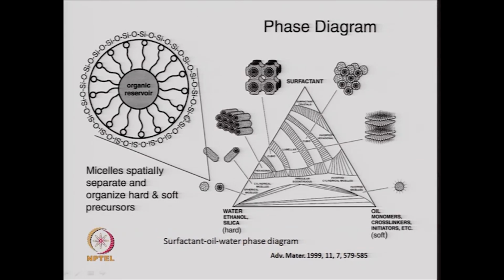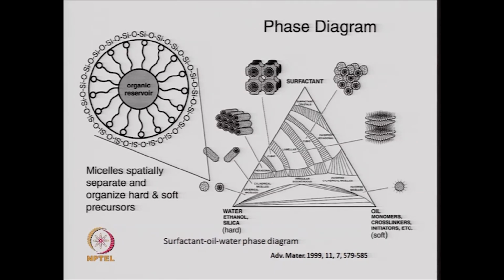So, if you want to make a silica surface on that, this silica will be on top, because that is where the polar head groups are, and then you will form silicate on top of it. Now, this kind of phase diagram tells you all the different possible structures which you can get taking particular compositions. So, the phase diagram helps you or guides you to choose the right composition of surfactant, water and oil to get the kind of structure that you are looking for.